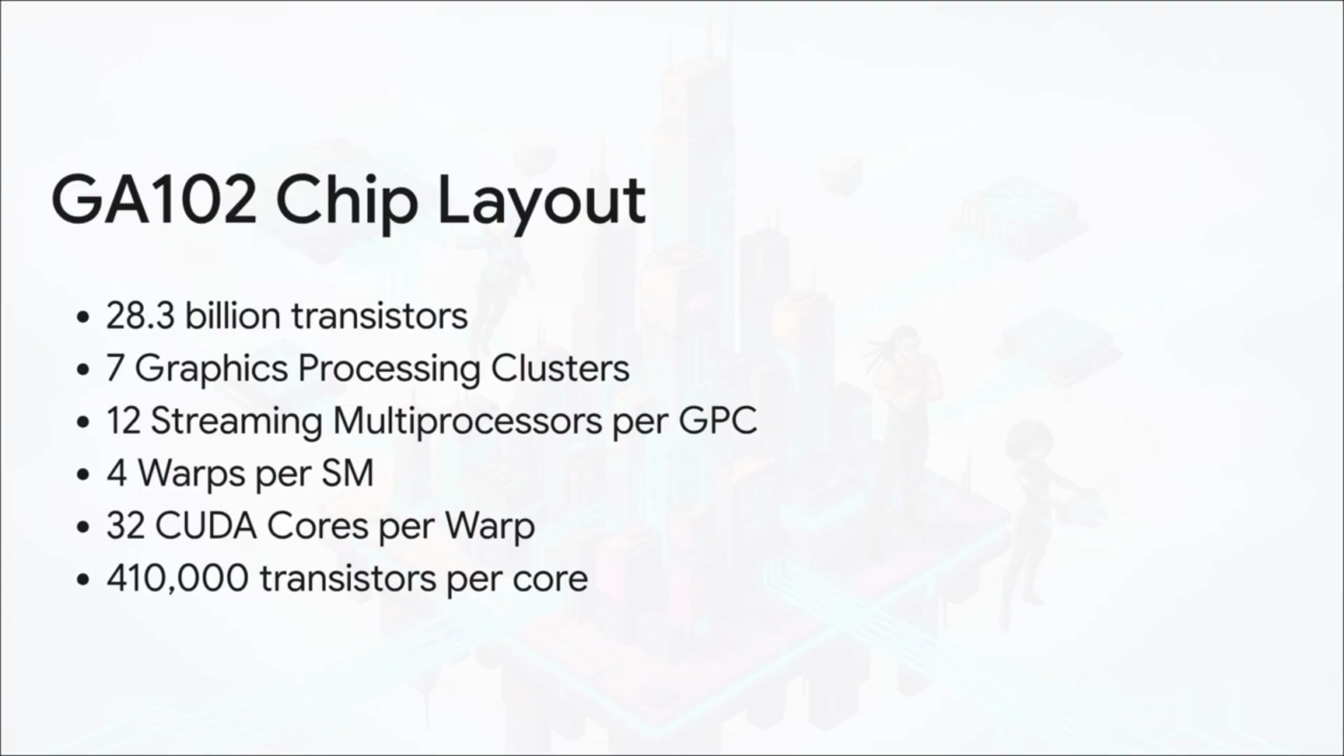The chip is divided into 7 graphics processing clusters. Inside those are 12 streaming multiprocessors. Inside those are 4 warps, and inside each warp are 32 CUDA cores. Each one of those individual CUDA cores packs about 410,000 transistors. We literally just zoomed all the way in from a massive 28 billion transistor city, down to a single neighborhood, down to a single core, illustrating exactly how the physical layout supports these massive parallel operations.